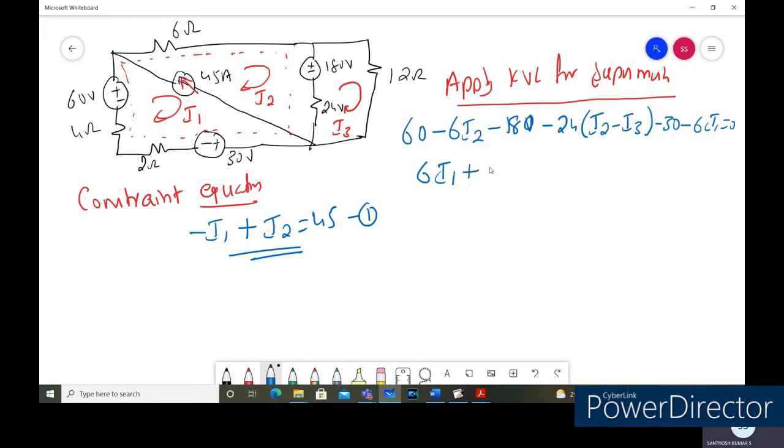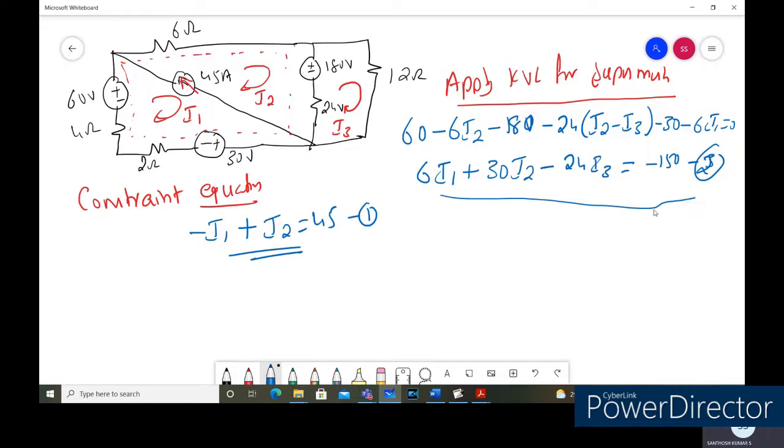So 6 plus 4, 24, it is a 30 I2. And between mesh 2 and mesh 3, the 24 ohms is there. So it is 24 I3 is equal to, now let us consider the polarity of the source here. So 180 minus 60 minus 180, it will become minus 120, minus 120 minus 30 will become minus 150. So this is minus 150, call this as equation number 2 here.